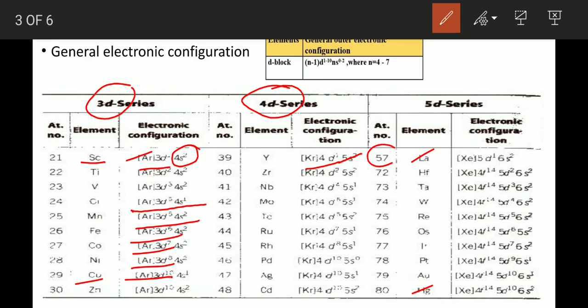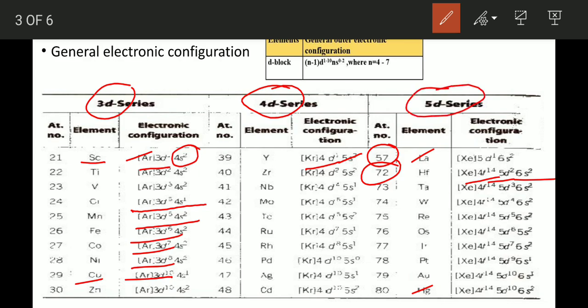But here, in between lanthanum and hafnium, just see the atomic numbers: here is 57 and here is 72. It means in between lanthanum and hafnium, 14 elements of lanthanoids will come, from cerium to lutetium. That's why here I am writing 4f14, then 5d2 and 6s2. So this is the 5d series.